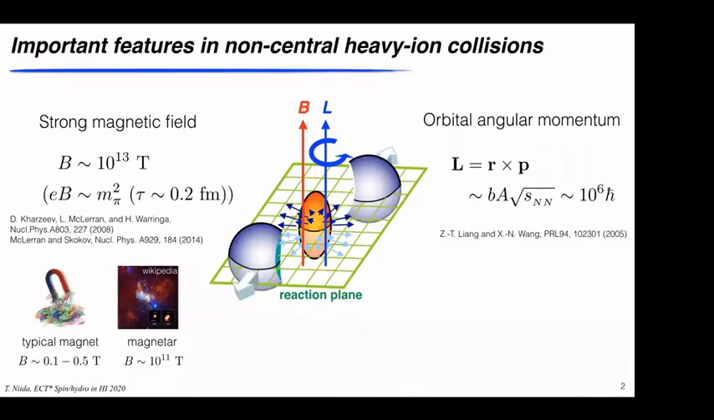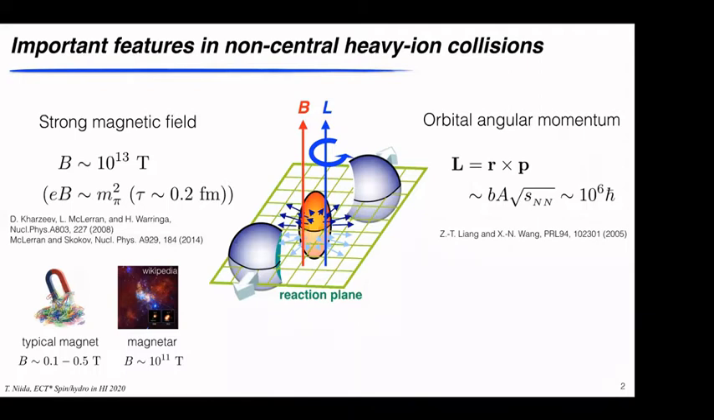So this is a cartoon of a heavy ion collision. As you know, there are two important features, especially in non-central collisions: one is the magnetic field, and the other is the orbital angular momentum. A strong magnetic field will be created due to the spectator protons moving fast along the beam direction. The magnitude would be 10^13 Tesla based on a rough estimate.